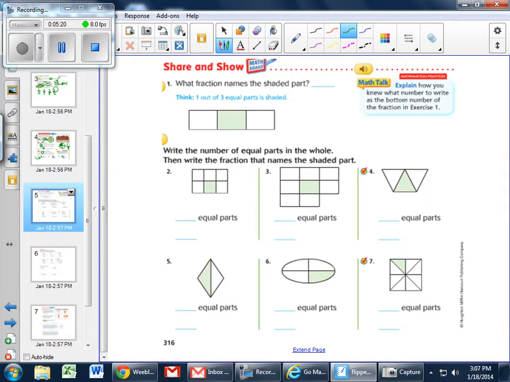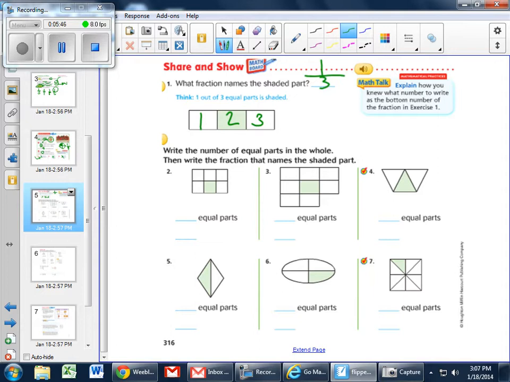Share and show. What fraction names the shaded part? First you're going to count all your parts. We have 3 parts. That's your total number, so that's your denominator. Put your fraction bar above it. How many pieces are shaded? I only see one piece that is green, so your shaded part is 1/3.